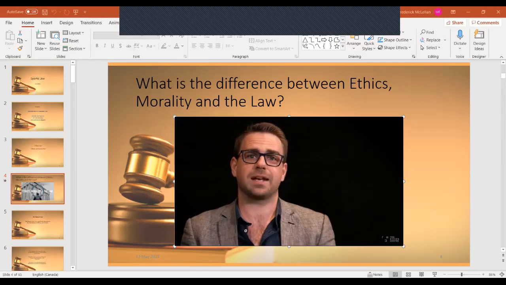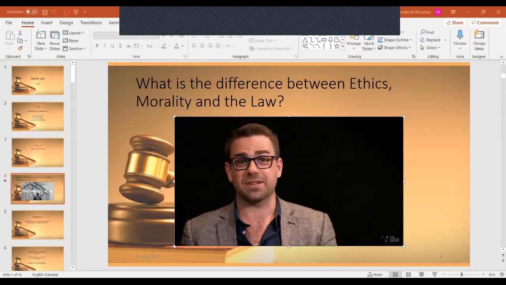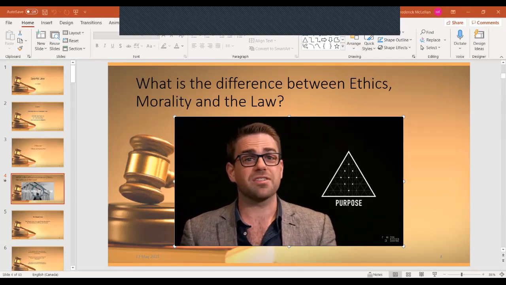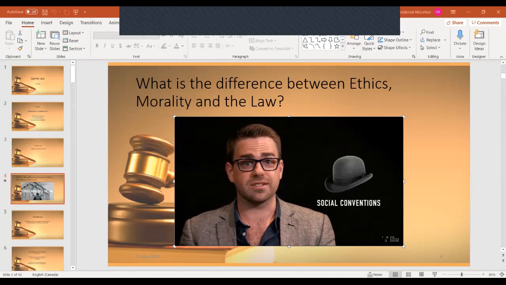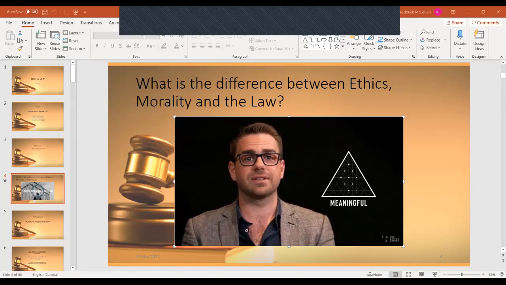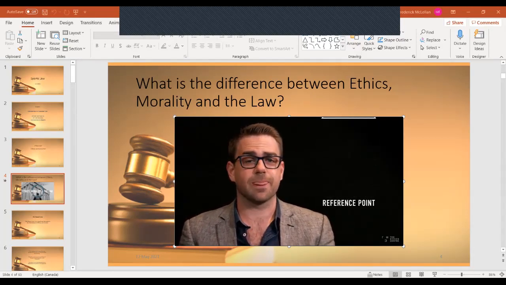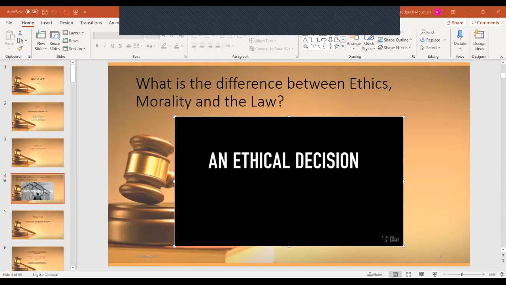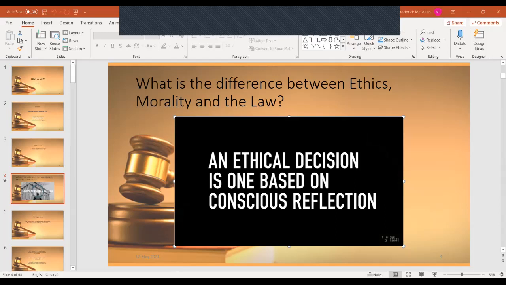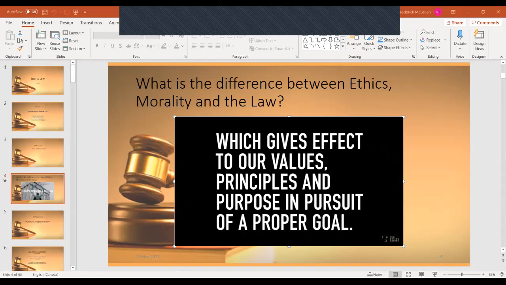Ethics is a branch of philosophy that aims to answer the basic question, what should I do? It's a process of reflection in which people's decisions are shaped by their values, principles, and purpose rather than unthinking habits or social conventions. Our values, principles, and purpose are what give us a sense of what's good, right, and meaningful in our lives. They serve as a reference point for all the possible courses of action we could choose. On this definition, an ethical decision is one based on conscious reflection and which gives effect to our values, principles, and purpose in pursuit of a proper goal.